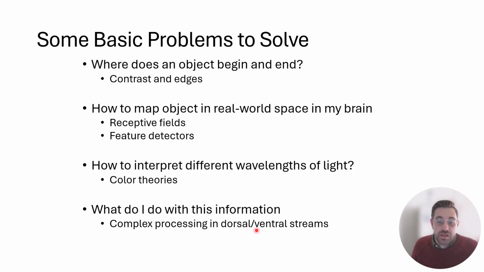And then finally, what do I do with this information? I need to be consciously aware of the information that I'm processing so that I can maybe recognize an object, right? Recognize something as a bike. Do complex processing with it, determine which way it's moving, how fast it's going, these kinds of complex processing of the objects in the world. So I need to solve all these problems. In this video, we're going to cover the first two, and then in the final video, we're going to cover the last two.